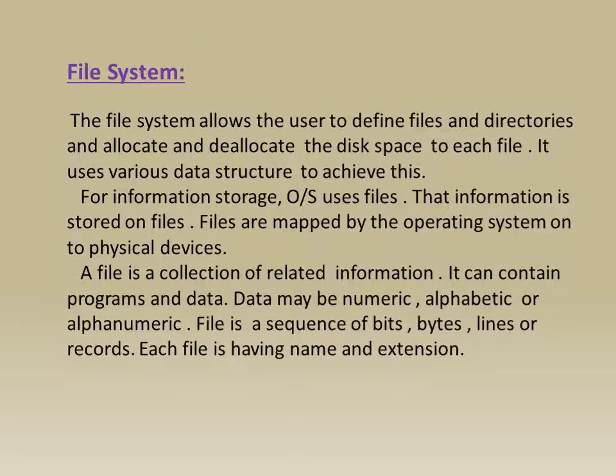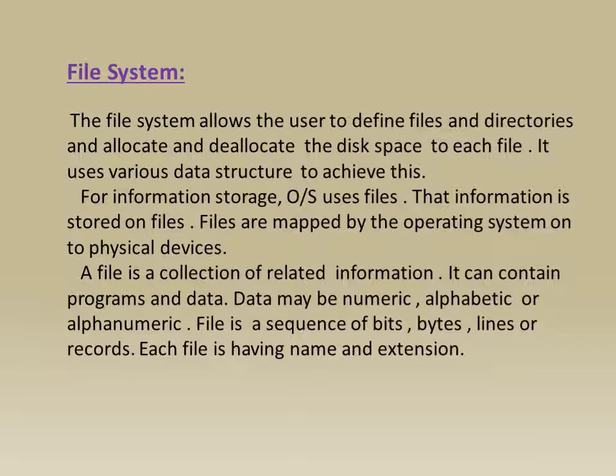File system. The file system allows the user to define files and directories and allocate and deallocate the disk space to each file. The main role of the file system is to allocate the space and deallocate the space for whatever files and directories come in. It uses various data structures to achieve this.